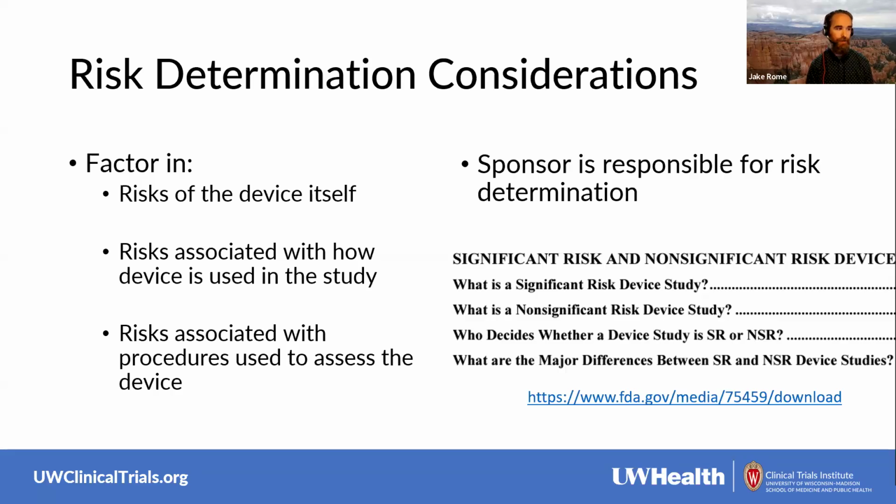So some examples of that, risks associated with how the device is used in the study: TMS, transcranial magnetic stimulation, is generally considered pretty low risk. If you're including it in children, then that increases the risk. So that's not just the risk of the device itself, it's also the population involved, and that may tip the scales for it to be a significant risk device. Same with procedures. Like I said, if you're doing a lumbar puncture to test an assay, then you're going to be a significant risk device if the lumbar puncture is required, because the FDA considers those significant risk.